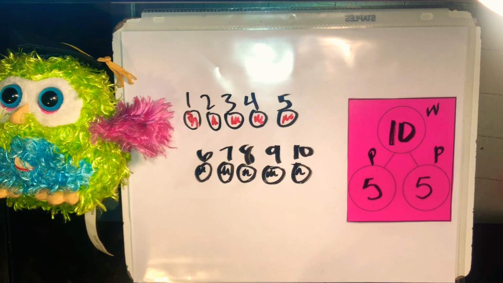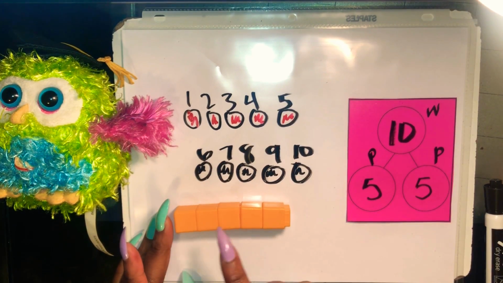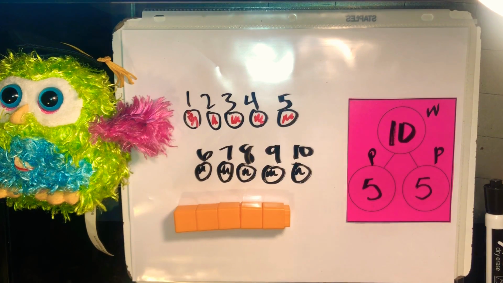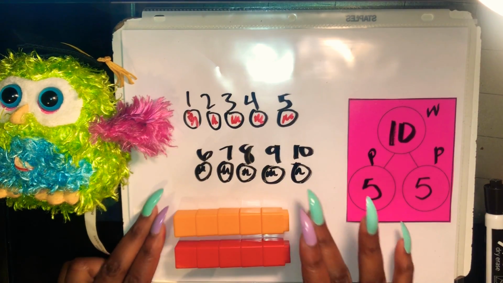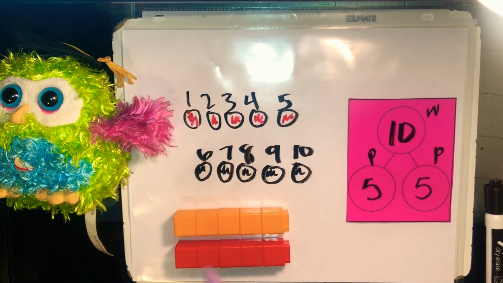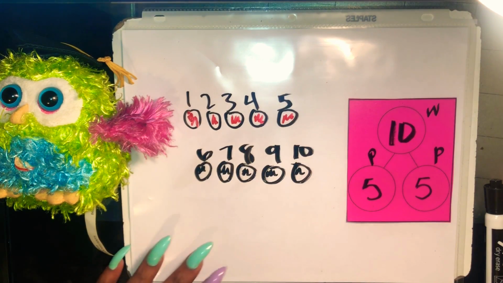Another way I can show you that is by using my cubes. So if I have some cubes and I have 5 that are yellow, 1, 2, 3, 4, 5, and I have 5 that are red, all together I have 10 cubes. 1, 2, 3, 4, 5, 6, 7, 8, 9, 10. Because 5 plus 5 equals 10. All right, boys and girls, let's try another one.